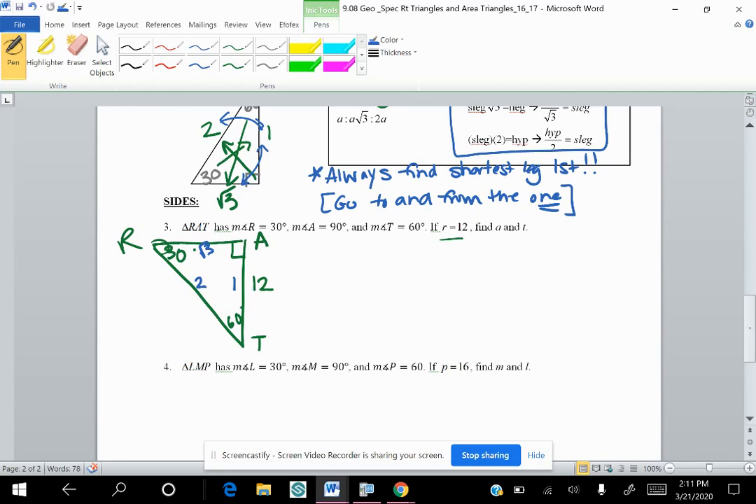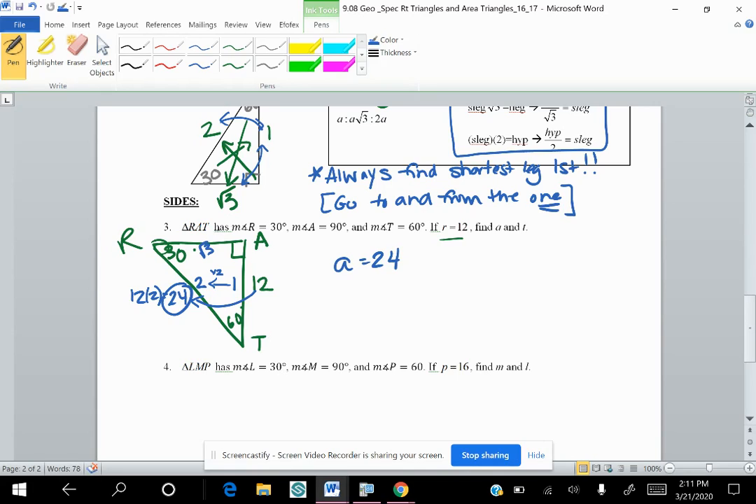All right, so we are given R is 12. Lucky for us, we are given the short leg, so we can find either one next. So let's say I want to get to the 2. How do I get from a 1 to a 2? Am I getting bigger or smaller? I'm getting bigger, so I want to multiply. So I'm going to multiply by 2. 1 times 2 is 2. Whatever I do to the inside, I do to the outside. So 12 times 2 gives me 24. So now I know across from angle A, side A is 24.